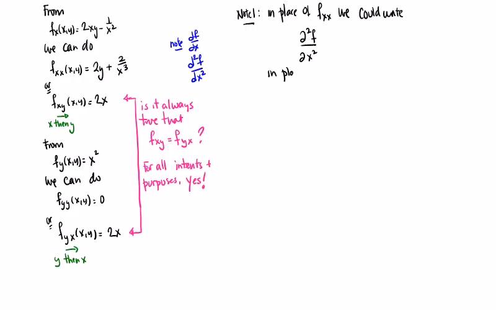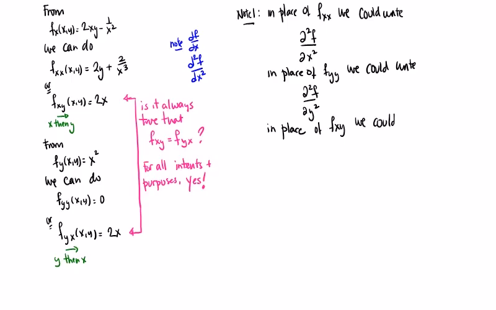And likewise, in place of f sub y, we could write partial squared f partial y squared. Sorry, it's terrible too, for the same reason. Right? However, the two places where it's confusing is in place of f sub xy, we could write partial squared f partial y partial x.